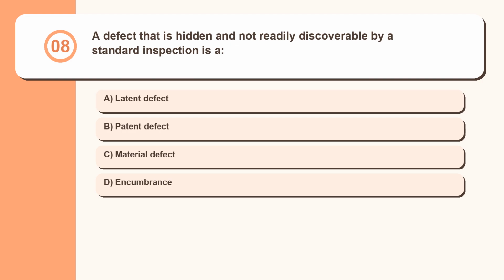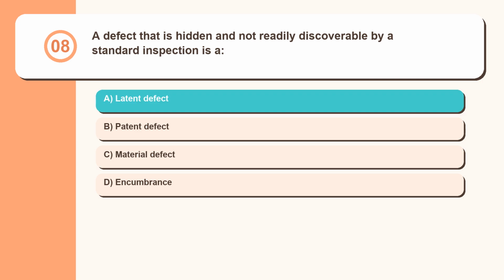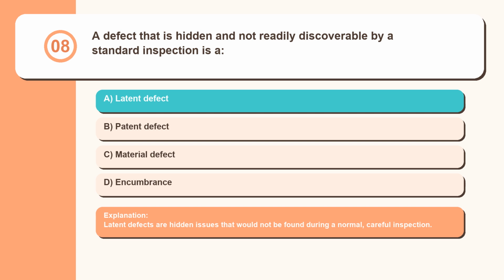Question 8. A defect that is hidden and not readily discoverable by a standard inspection is a latent defect, patent defect, material defect, encumbrance. Latent defects are hidden issues that would not be found during a normal, careful inspection.